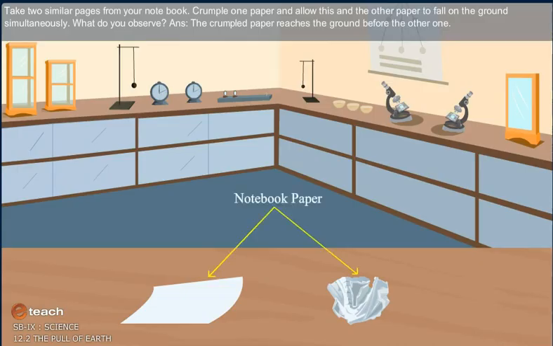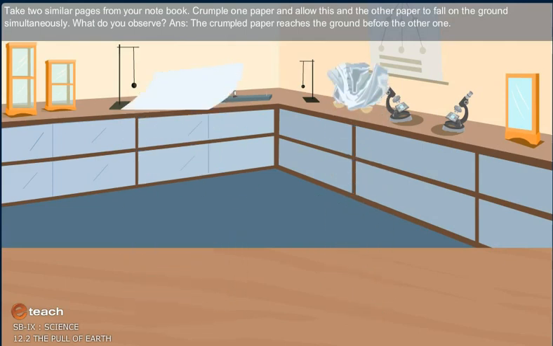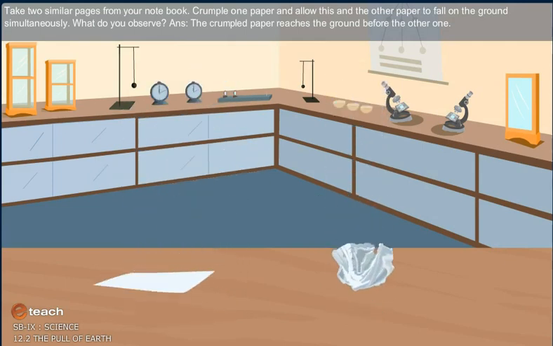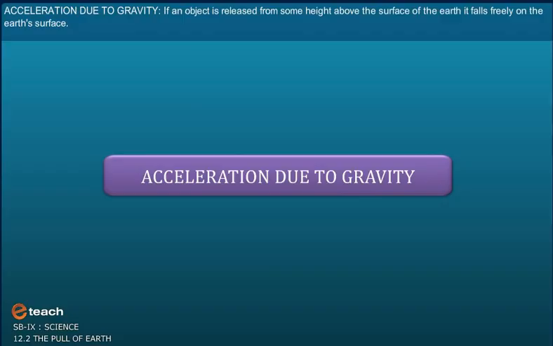Take two similar pages from your notebook. Crumple one paper and allow this and the other paper to fall on the ground simultaneously. What do you observe? The crumpled paper reaches the ground before the other one.